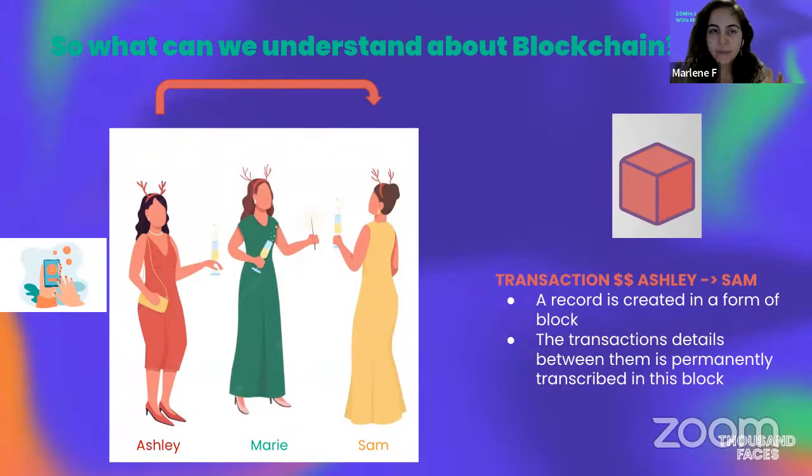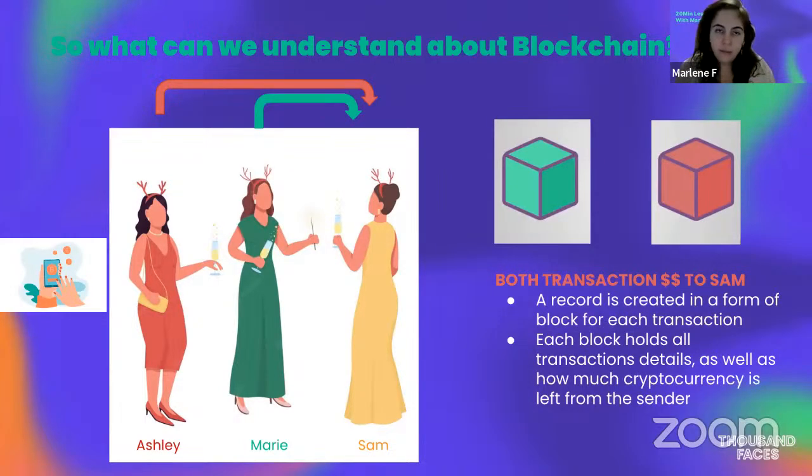Okay, let's look. So now Sam received a transaction from both of her friends. Let's look at the overall picture. So both transactions went to Sam. So Sam received the equivalent of the 2 tickets, one from each of her friends. So that's the first thing. It's done. There was no need to go through a third party like a bank. It was just a direct transaction. So each transaction is in a block, and each transaction holds the details of the transaction, and it also holds how much cryptocurrency is left in the wallet of each one of her friends. So these blocks really store all the information, and all the history, time, everything is traced.